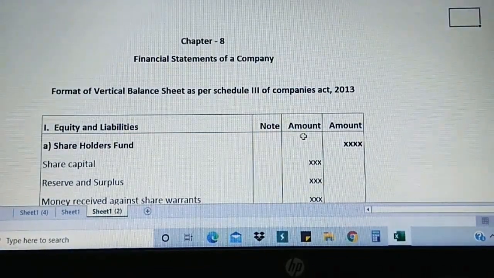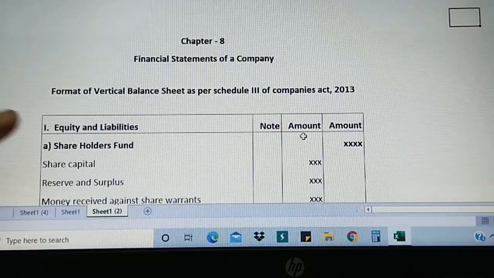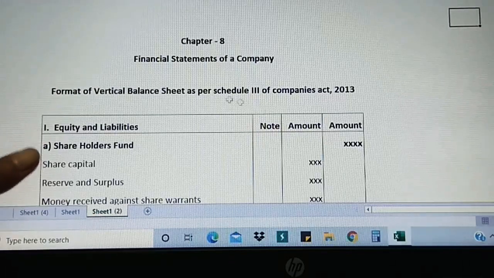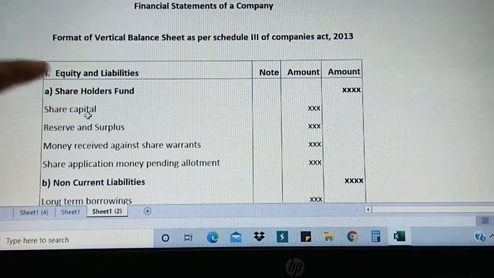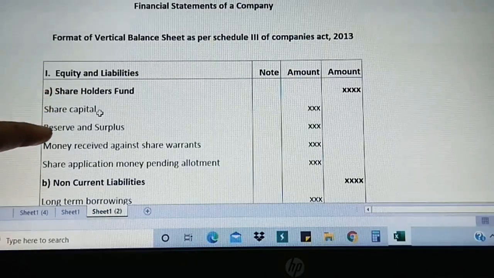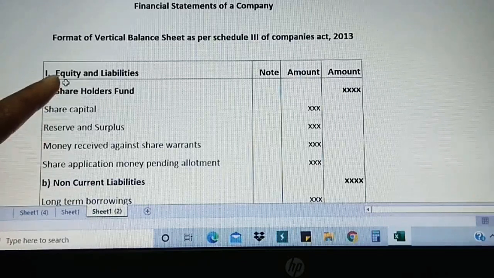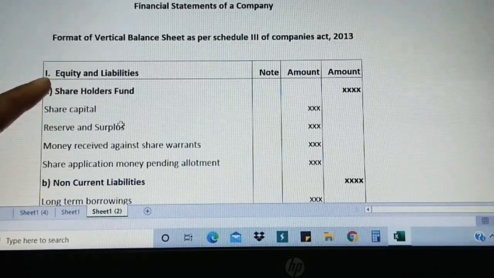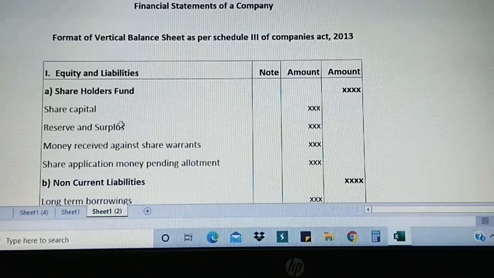Now let us just recall that on the left side, the debit side of the horizontal balance sheet, we get liabilities, right? So that is going to be first here. On the top, the header is going to be equity and liabilities. As it is related to the share of the company, we have to mention equity and liabilities, because in the case of the firm which we came across, it was related only to the partners. But here this is completely related to the company.